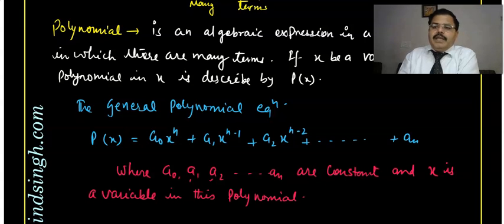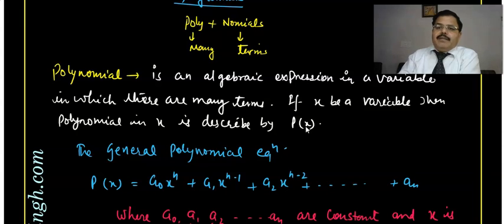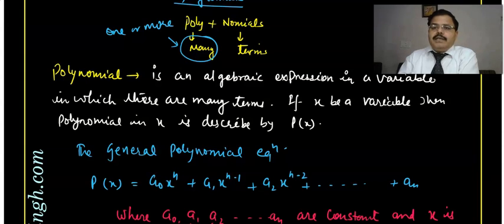Now, what does many mean? Many is not specifically defined as to how many. It may be 1, 2, 3, 4, 5, 6 or even lakhs of terms. So a polynomial is nothing else but an expression with many terms. Many is not specific. It can be one or more terms.